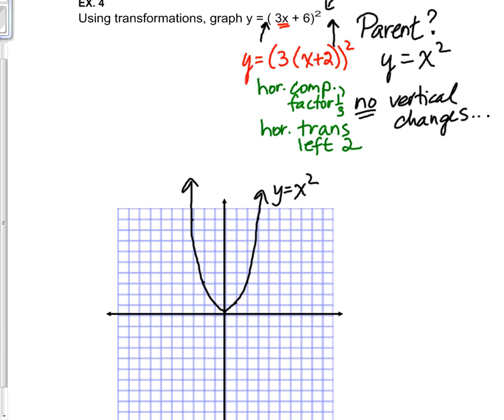I do it in order left to right. I'm going to compress that thing horizontally first. That means it doesn't go out as far in the wide direction, by a factor of 1/3. I know my normal step pattern is over 1, up 1. So I'm going to go over 1/3, up 1. So from (0, 0), because I haven't moved any left or right yet, I go over 1/3, up 1. Instead of over 2, up 4, which I missed by a little bit, I'm going to go over 2/3, up 4.